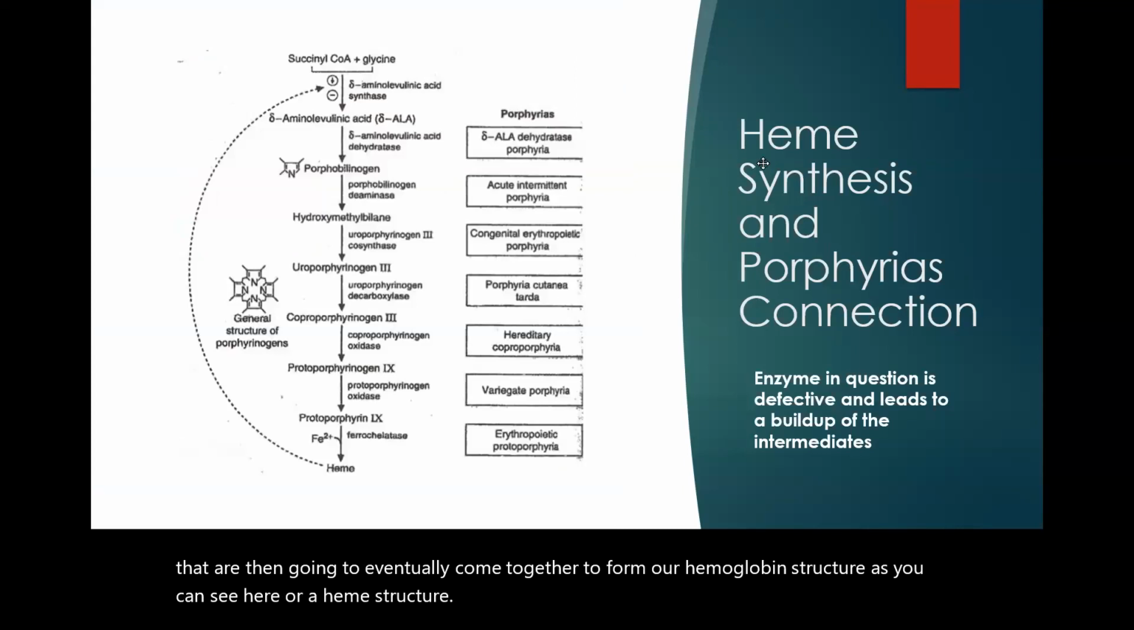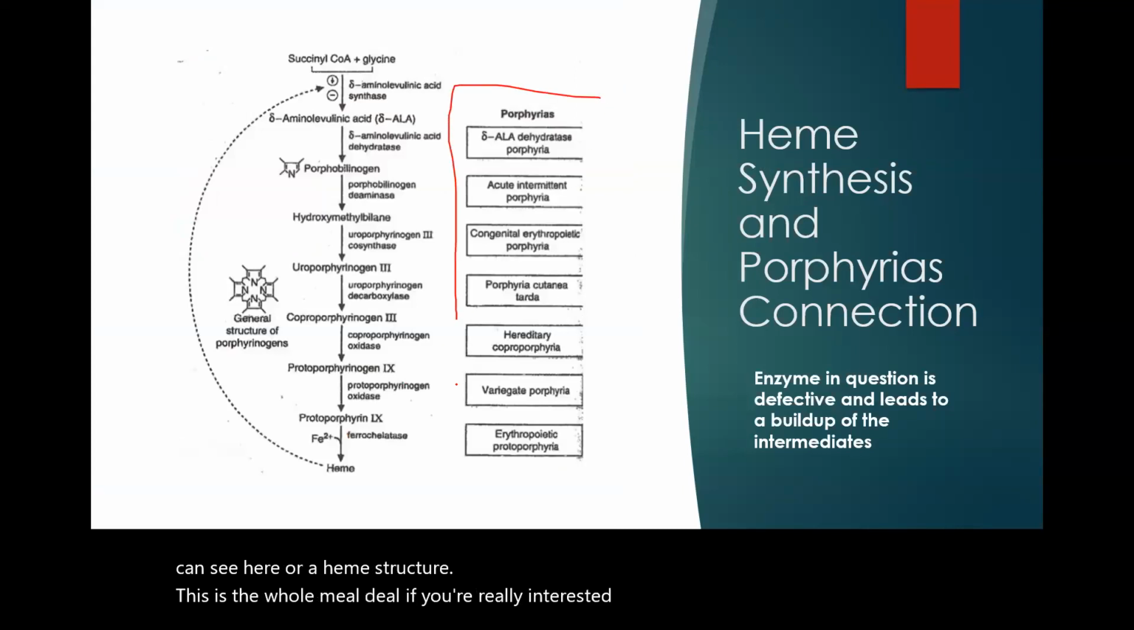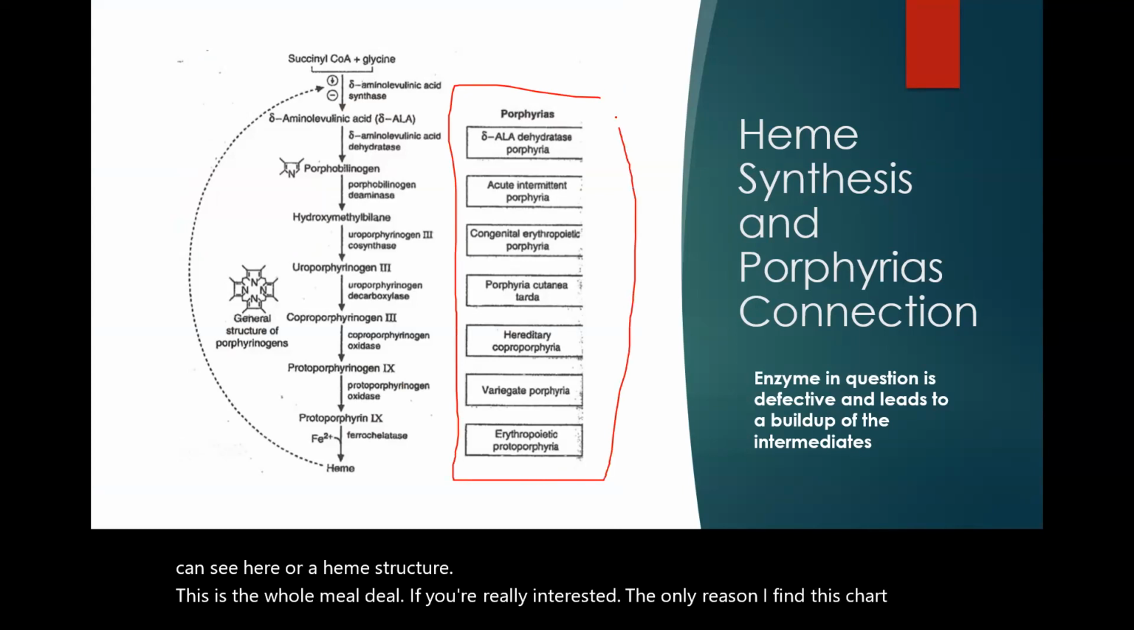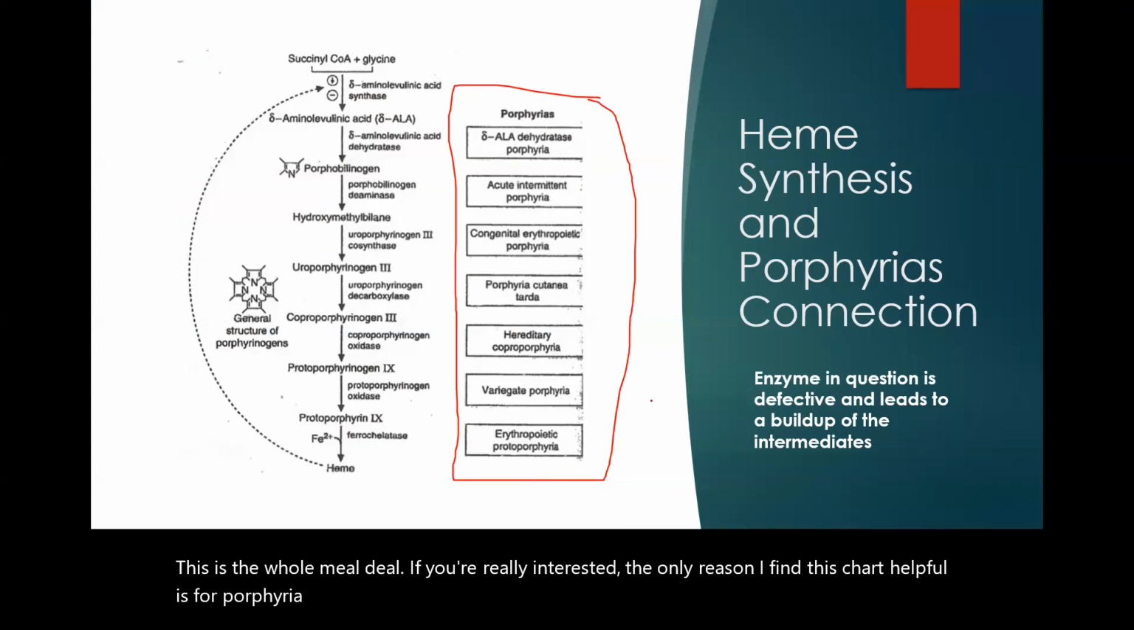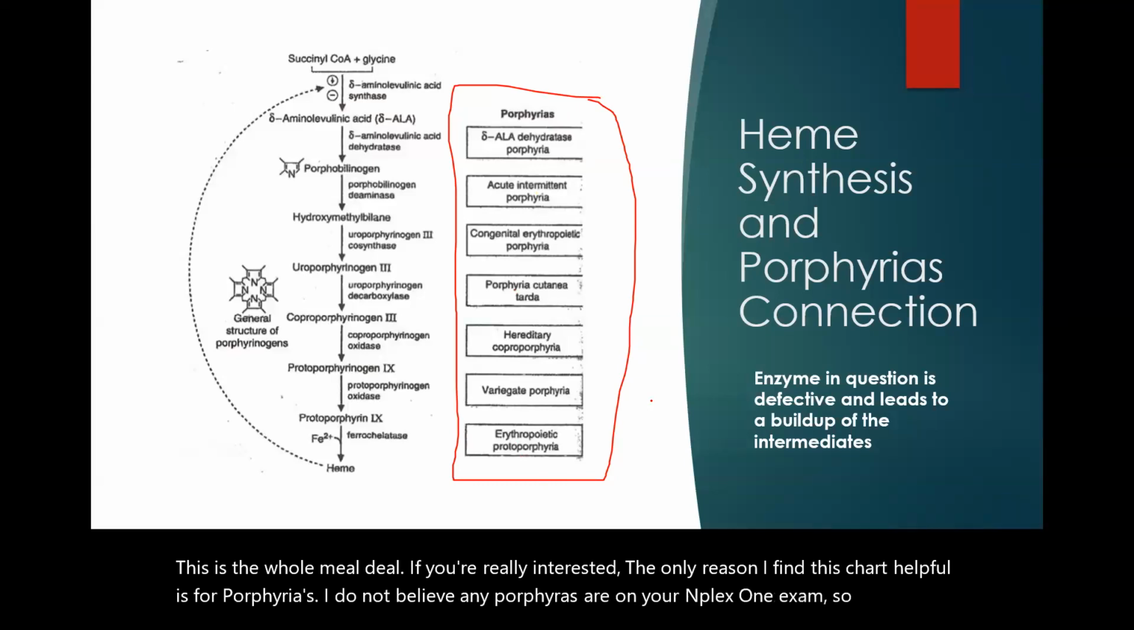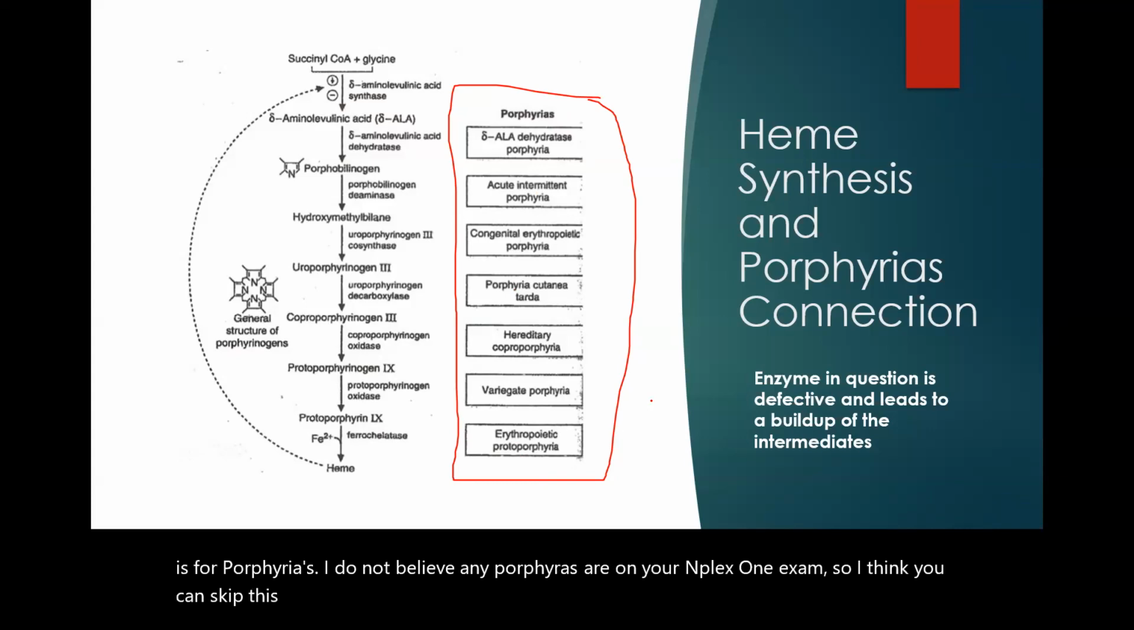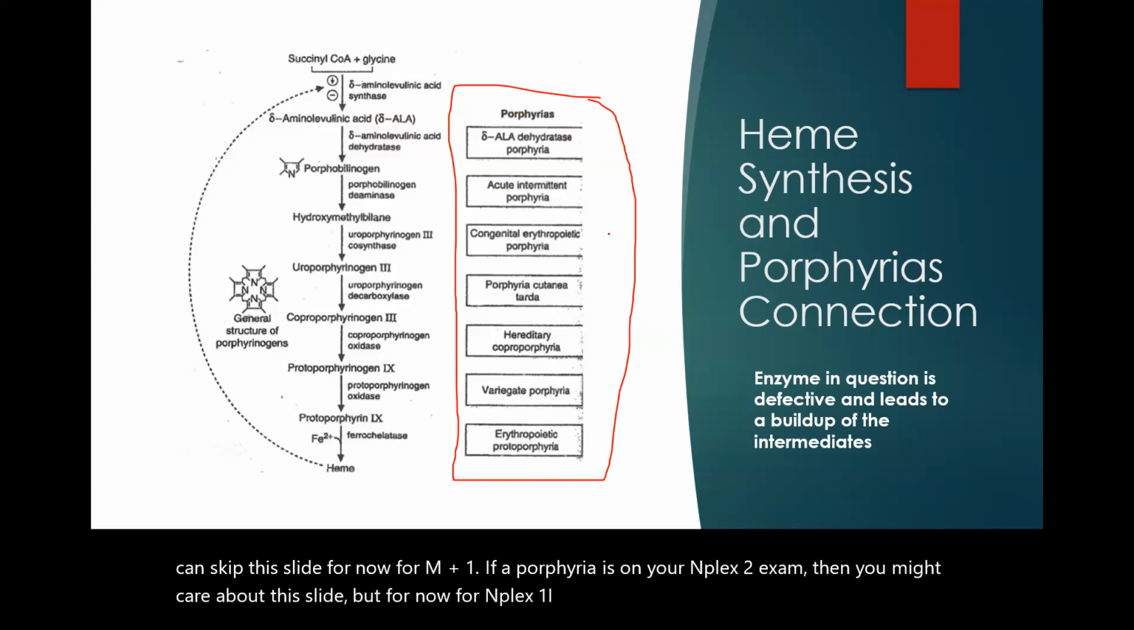This is the whole meal deal. If you're really interested, the only reason I find this chart helpful is for porphyrias. I do not believe any porphyrias are on your NPLEX I exam, so I think you can skip this slide for now for NPLEX I. If a porphyria is on your NPLEX II exam, then you might care about this slide. But for now, I don't think there are any porphyrias on your pathology.